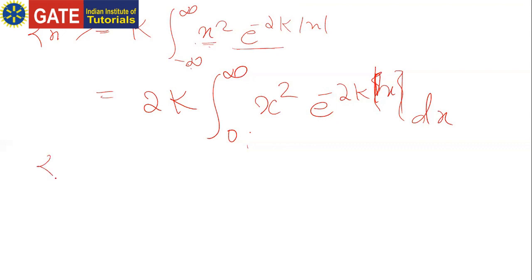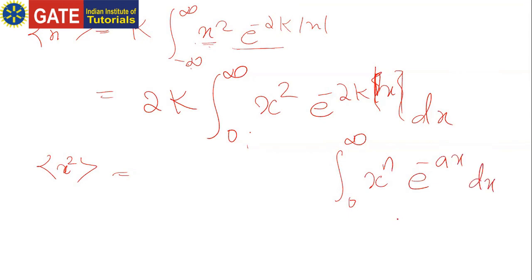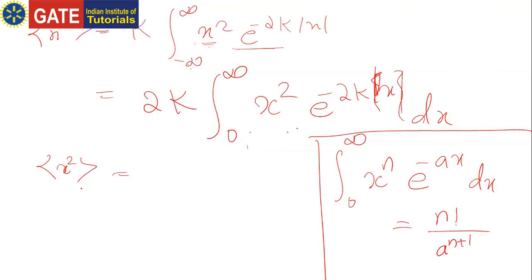How to solve this integral? Ma'am, UDV method. Any other solution? No need to differentiate. For everybody, please go through the standard integration formula: integral 0 to infinity x power n e power minus ax dx equal to n factorial divided by a power n plus 1. Very good. Please use the standard integration formula here and find what is expectation x square.